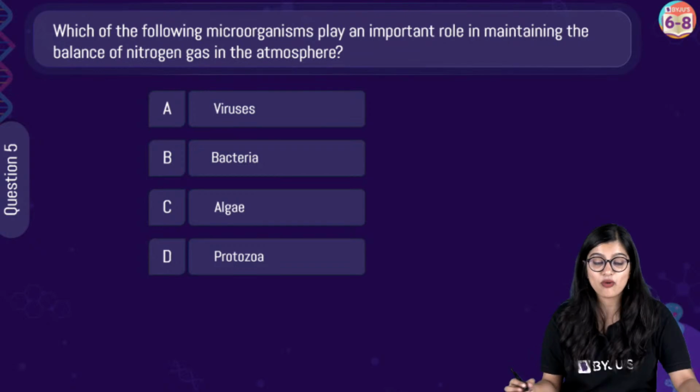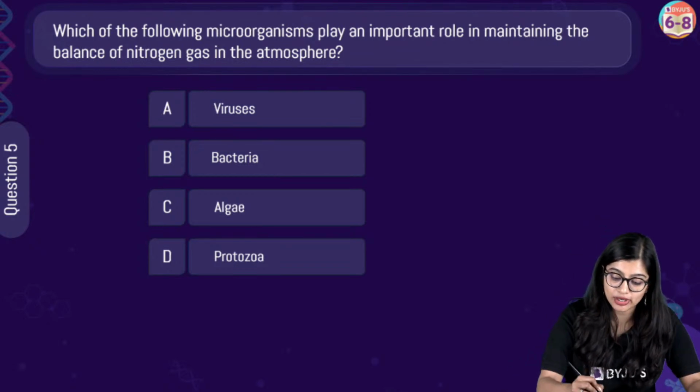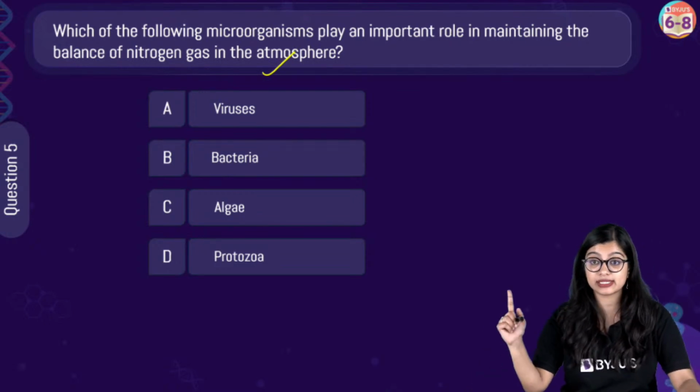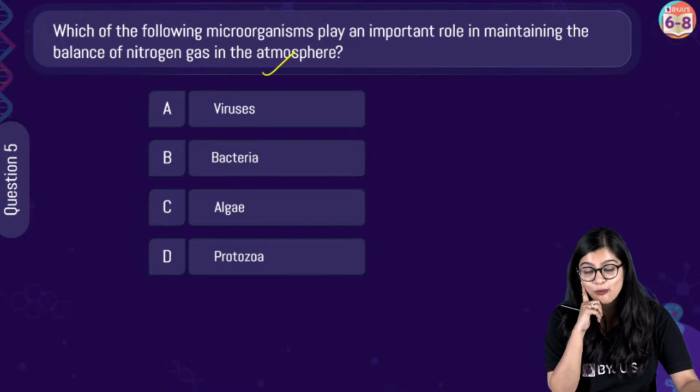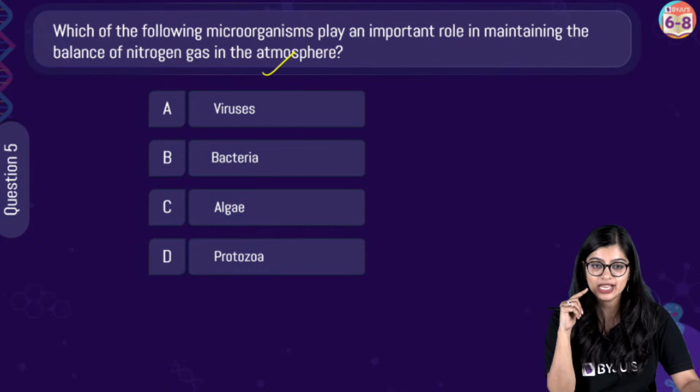Let's move on to question number 5. Which of the following microorganisms plays an important role in maintaining the balance of nitrogen in the atmosphere? I will discuss the nitrogen cycle here. Viruses, bacteria, algae, or protozoa? Very easy.